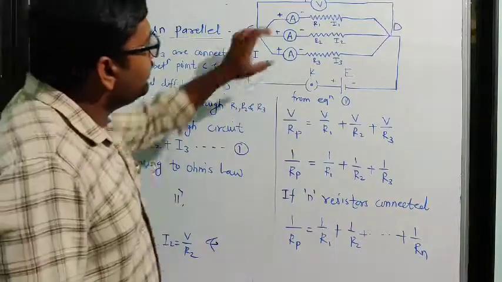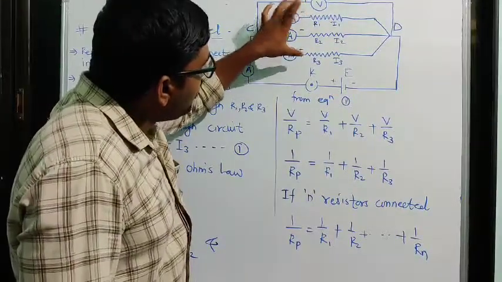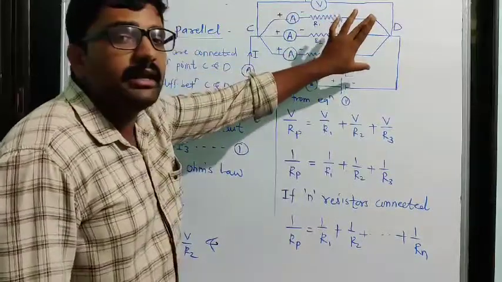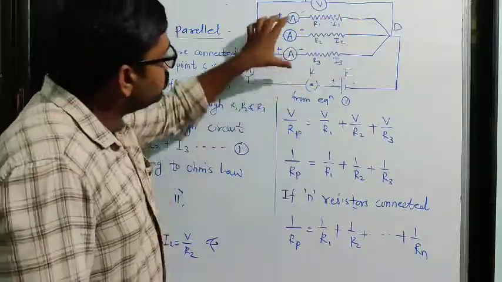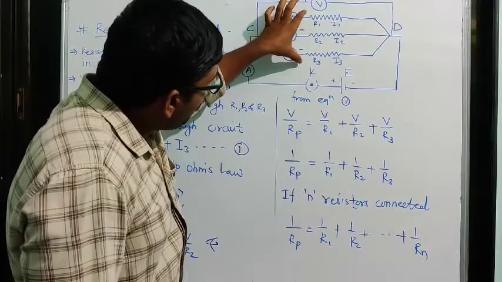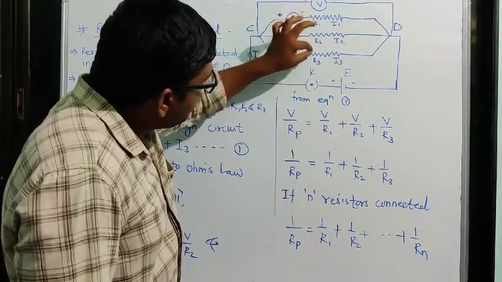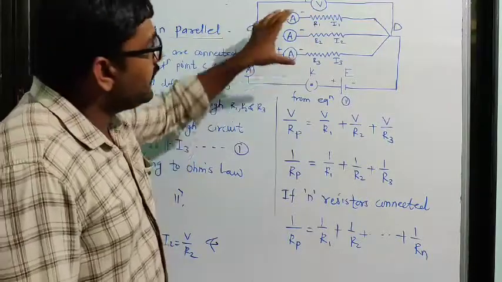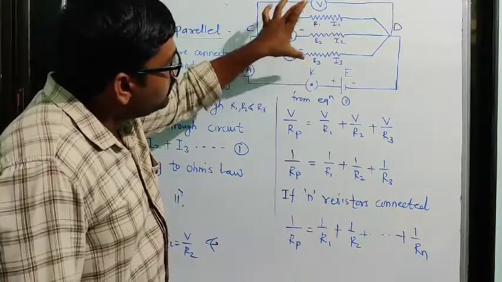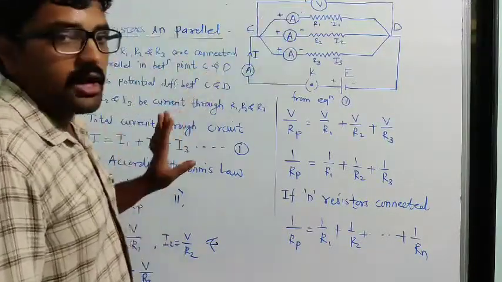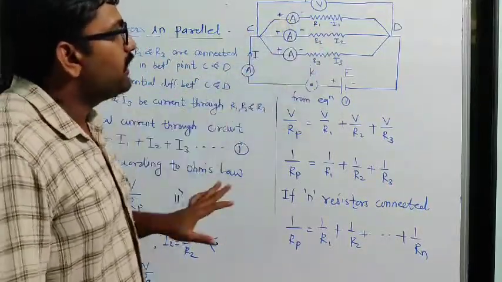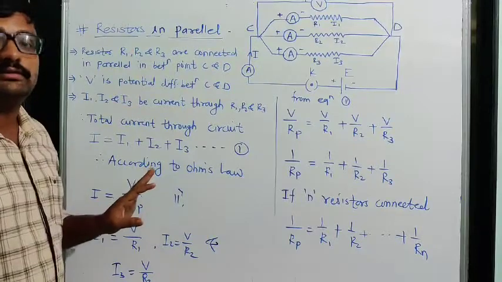Parallel means these three separate lines are there. Each line here means a separate electric connection. So these three resistors are connected in three different ways, such that all three are parallel to each other. Such a connection is called a parallel connection of resistors.